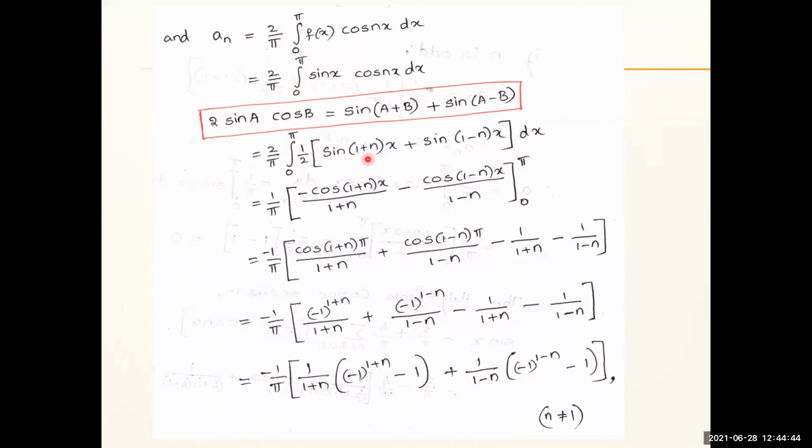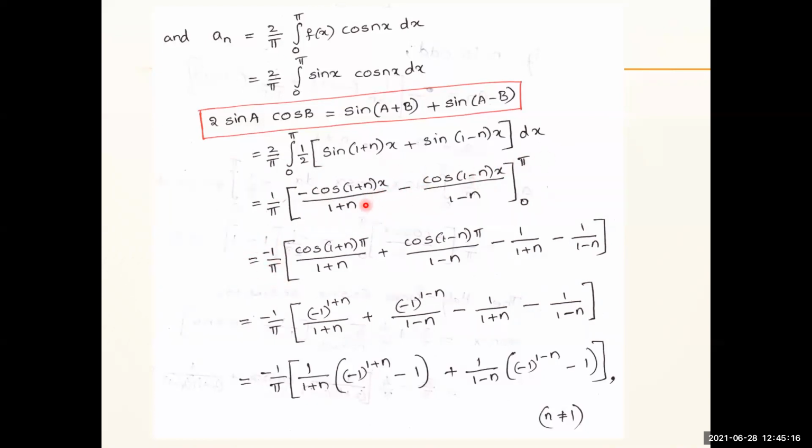And when you integrate this, you see, integration of sine is minus cos, right? And when you have 1 plus n into x, we'll get 1 plus n in the denominator. Correct? Then when you have sine of 1 minus n into x, its integration is minus cos of 1 minus n into x divided by 1 minus n. And now we need to substitute the limits. And before substituting the limits, you see what I've done here. We have two minus signs, minus for the first term and minus for the second term also. When you take minus common from both, it comes out as minus 1 by pi.